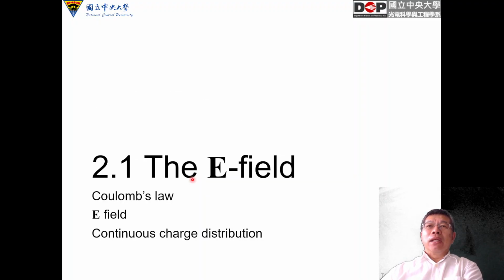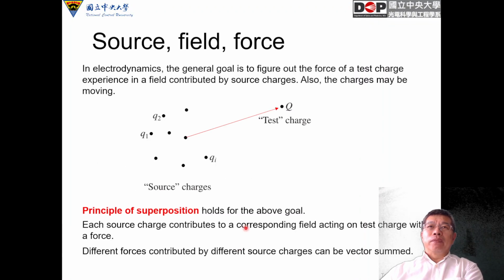Okay, let's get started. So from the beginning is the electric field. Just like I said, electric field is a vector field, a vector function through the entire space. And we'll use Coulomb's law to describe the most fundamental property of the electric field, and of course the electric field itself, and continuous charge distribution. We know there's charge and there will be an electric field. So what's the relation? That's what we want to talk about. Okay, so starting with the source, field and force.